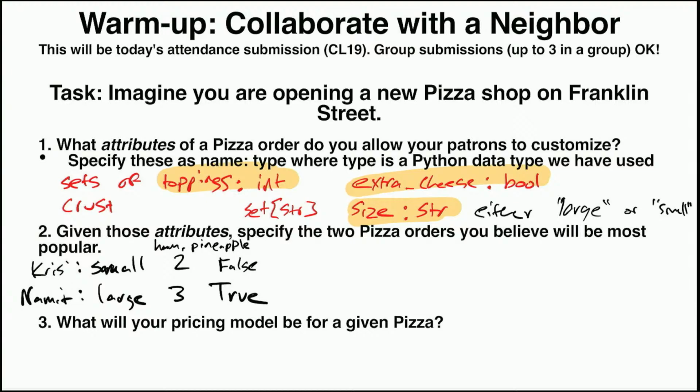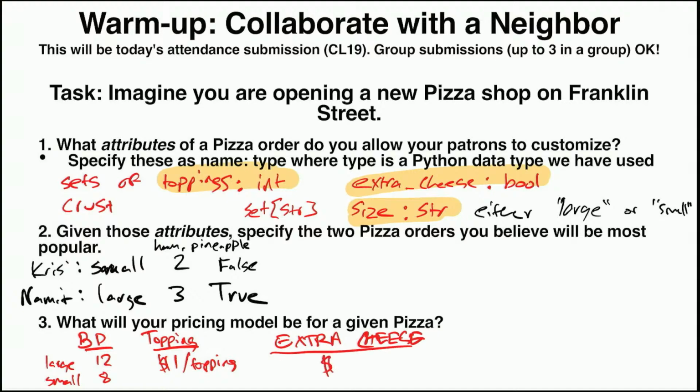And if we wanted to imagine a pricing model, just to set an example, we can imagine maybe the base price of large is, I don't know, $12, and small is, say, $8. Topping, maybe it's like $1 per. And extra cheese is, say, $2.50. From this, given these attributes, we can compute a price, and we'll look at how we might do that very soon.